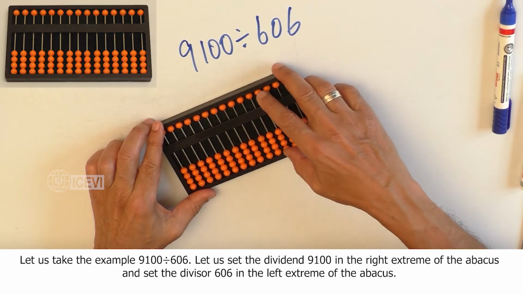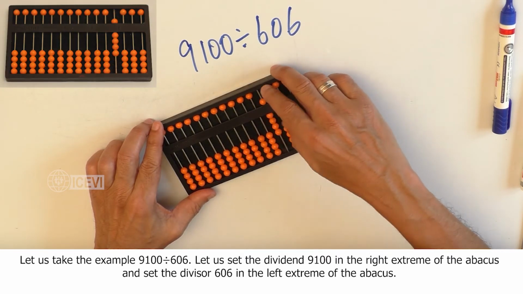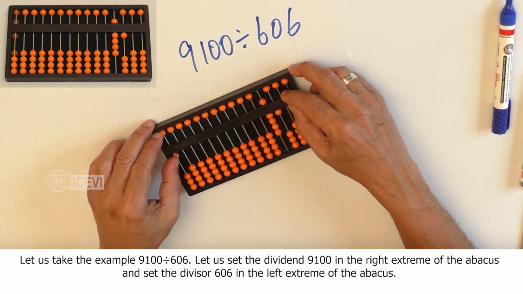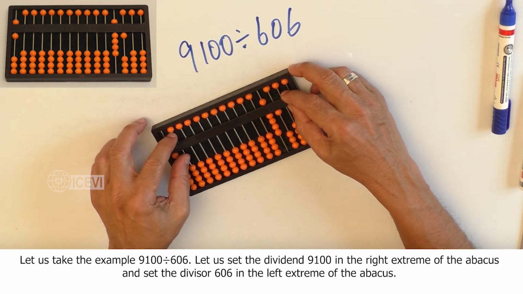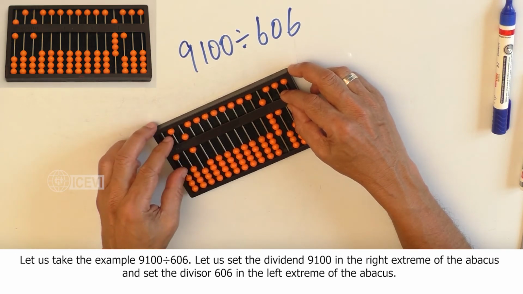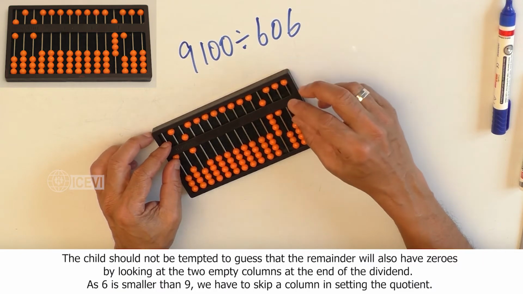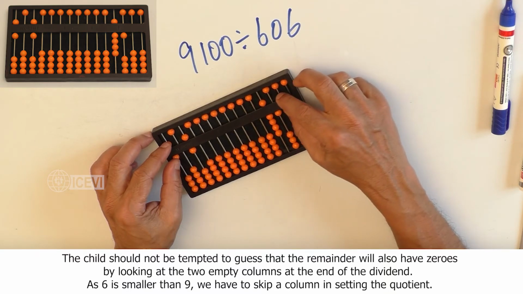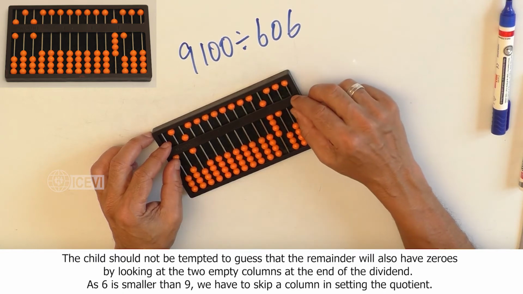Let us set the dividend 9100 in the right extreme of the abacus and set the divisor 606 in the left extreme of the abacus. The child should not be tempted to guess that the remainder will also have zeros by looking at the two empty columns at the right end of the dividend.